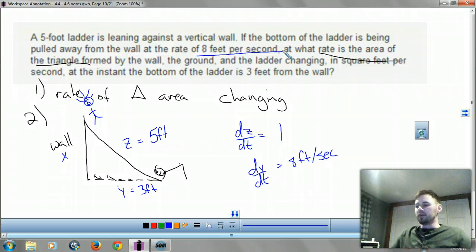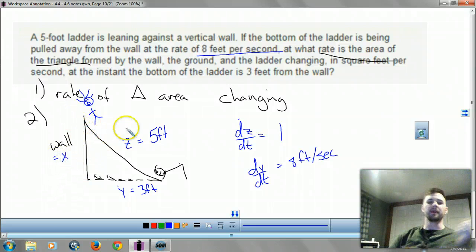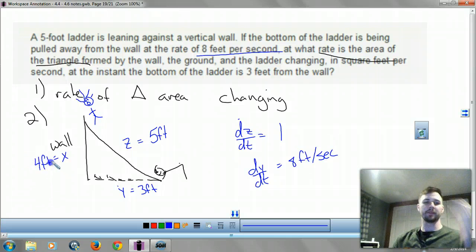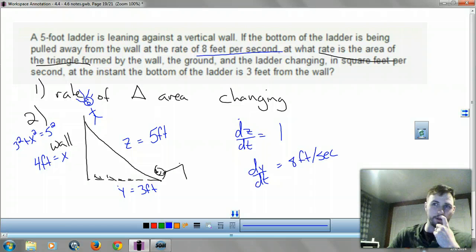Okay? So now when we look at the wall, first we need to find out how tall this wall is, or the distance between the top of the ladder and the ground. Well, we need to use the Pythagorean theorem, or we can use the fact that this is a 3, 4, 5 triangle and say that's 4 feet. Because 3 squared plus x squared equals 5 squared. Okay, 3, 4, 5 triangle. You know, 5-foot ladder, 8 feet a second. Okay, do we have everything filled out that we know?